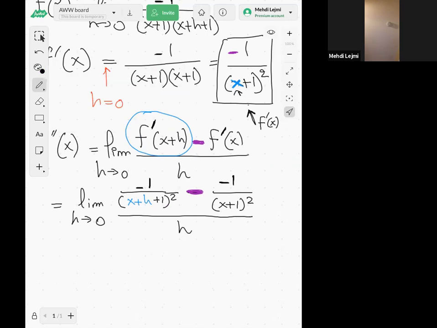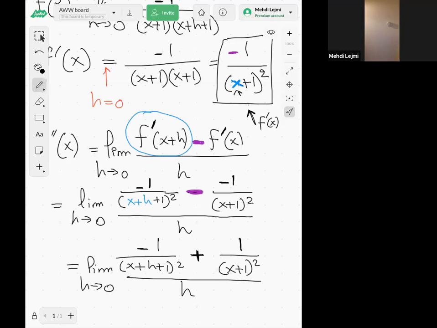So that will be the limit as h goes to zero of negative one over x plus h plus one squared, minus negative one, that would be plus one over x plus one squared, and that's the whole thing over h. So now, again, common denominator. Here you have to multiply by x plus one squared, top and bottom, and here you have to multiply by x plus h plus one squared.